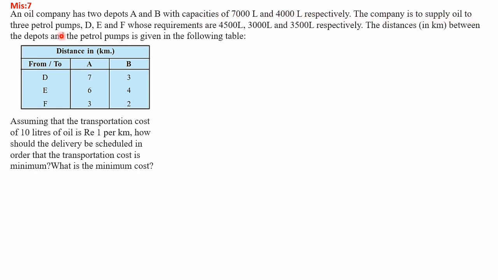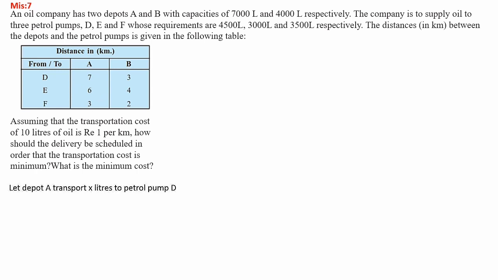The company is planning to supply the petrol pumps D, E and F. Requirement of D is 4,500 liters, requirement of E is 3,000 liters, and requirement of F is 3,500 liters. Distances are given, and here there is a problem. Distance in kilometers, that is A to D distance is 7 kilometers, but the cost is given here. Cost of transportation is, for transporting 10 liters of oil, rupees 1. So we have to convert this all.